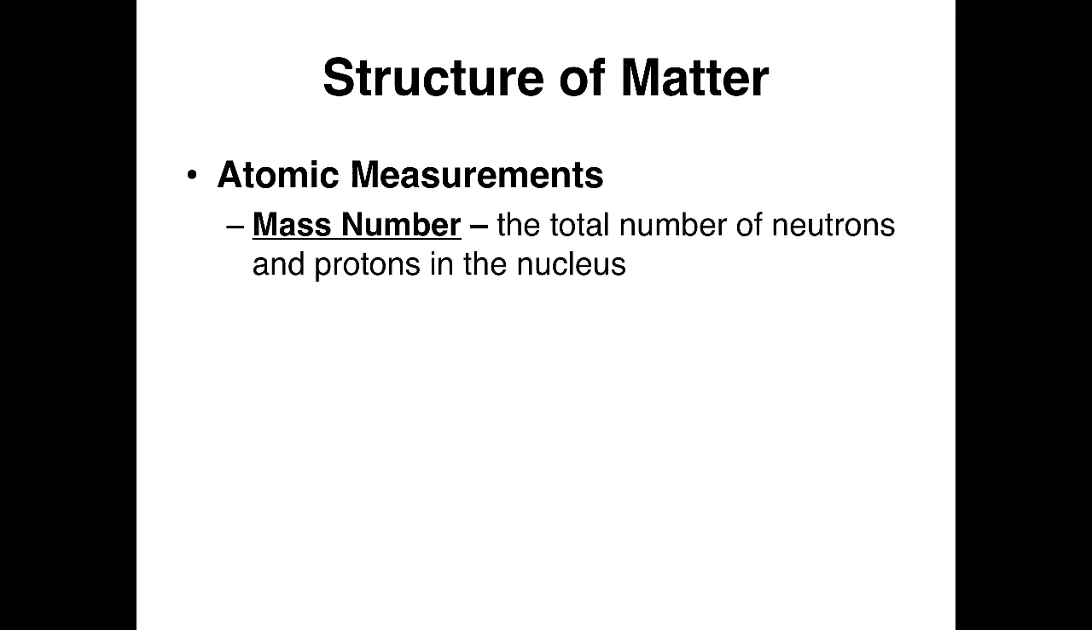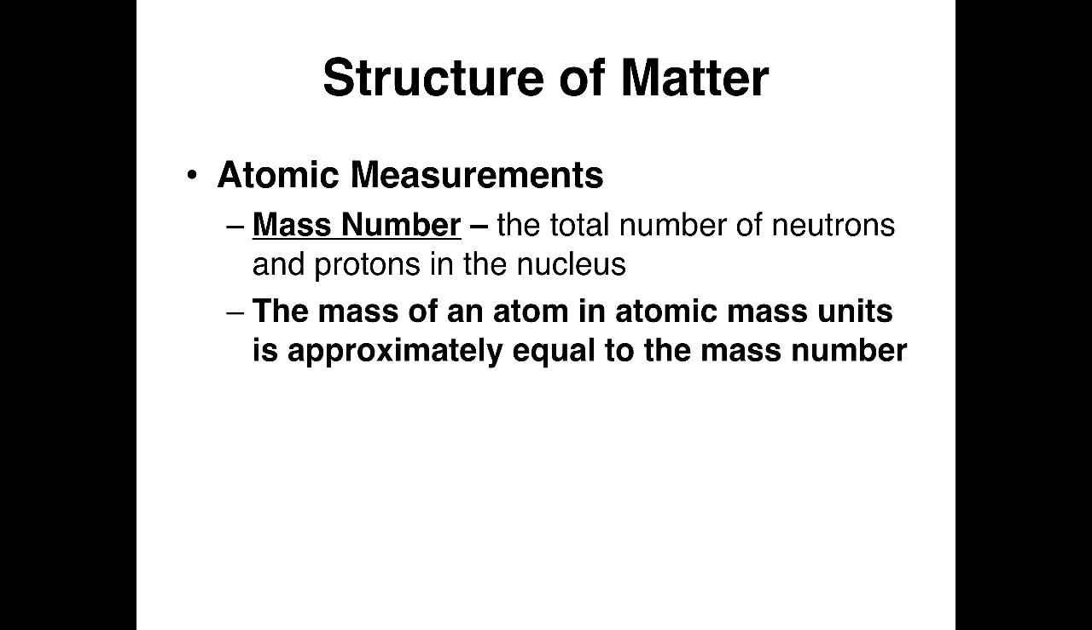Now, in terms of atomic measurements, the first atomic measurement is something called the mass number. And the mass number is the sum of the neutrons and protons. Remember, these are the two parts of the atom that have mass. And so it makes sense that the mass number would come from these two parts. So if you add up the total number of neutrons and the total number of protons together in an atom, then you know what the mass number is. Remember, the atomic number was just the total number of protons that were in the nucleus.